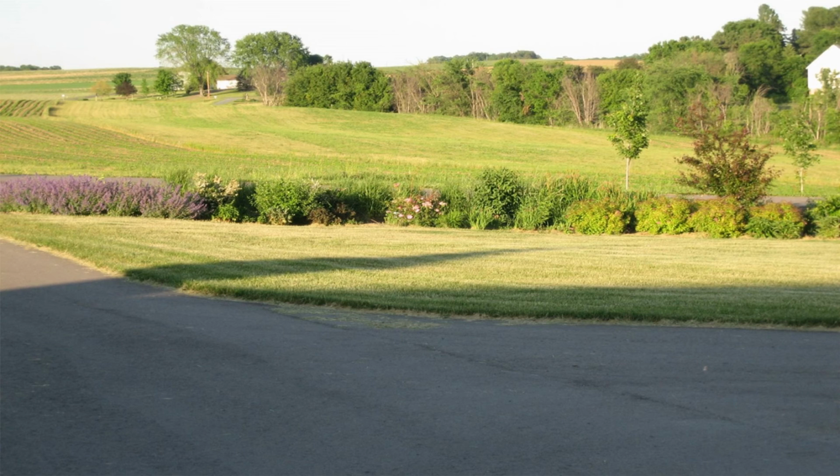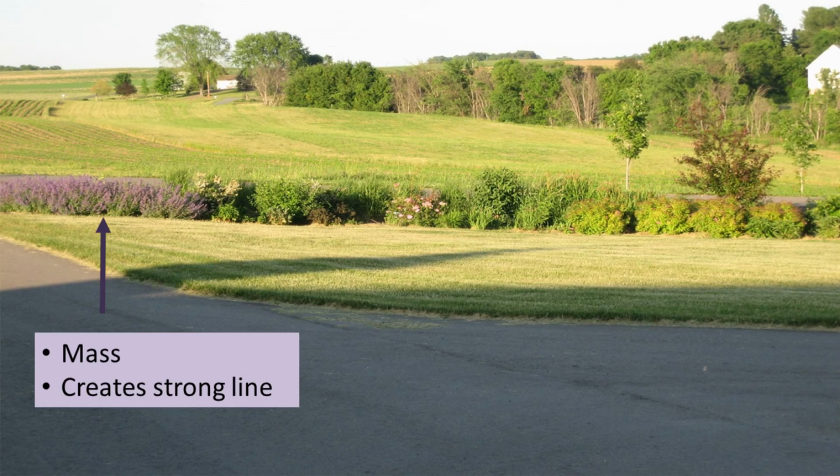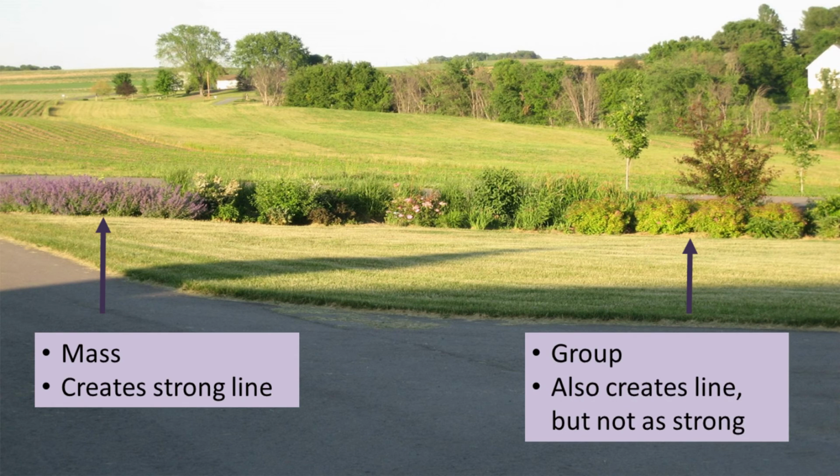This planting has both groups and masses. On the left, there's a mass of catmint currently in bloom with the purple flowers. Notice how you can't count how many individual plants there are and how the mass creates a pretty strong line that moves your eye left and right. On the right side of the picture is a group planting of gold flame spirea. They're touching, but you can still count or see the individual plants. They also create a line, but that line isn't as strong, so your eye follows that line more slowly than it does with the catmint.